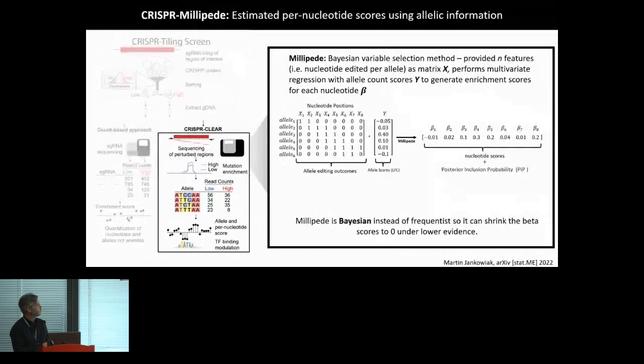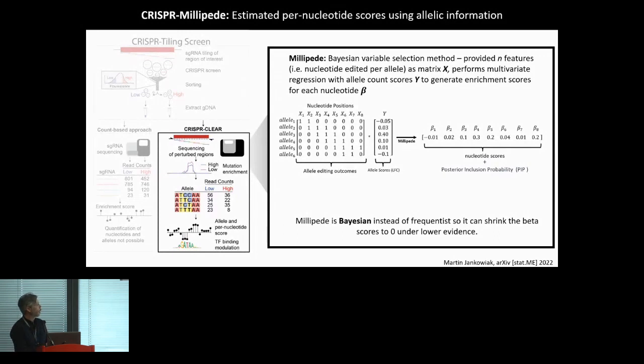And what we want to do with this method, given this genotype, which is a proxy for your phenotype, is recover this beta that best explains this relationship. And given that it's a Bayesian method, you also get the posterior inclusion probability, which is the probability that this particular nucleotide score is important given your data. Another thing about this framework that I really like is that, depending on how much data you have, we shrink your beta towards zero if you have low evidence based on the data that you have.